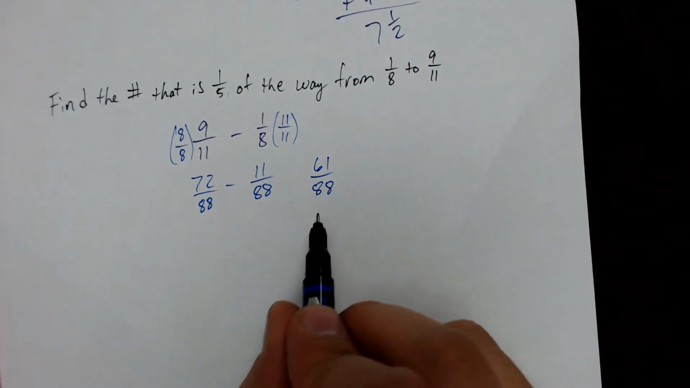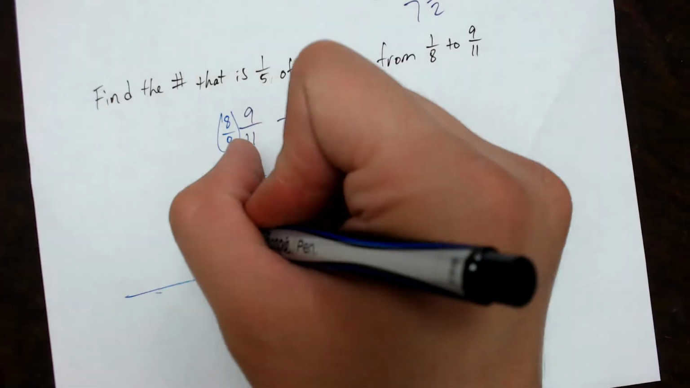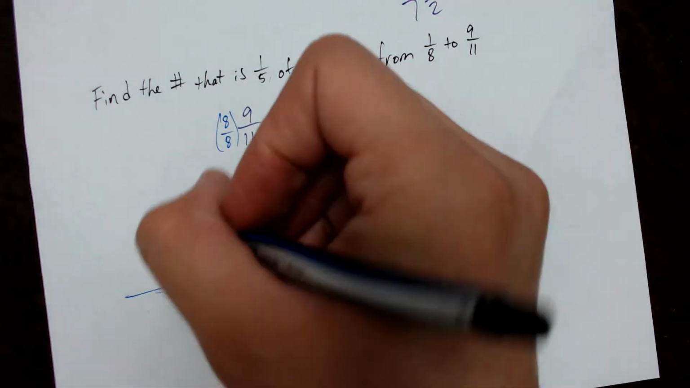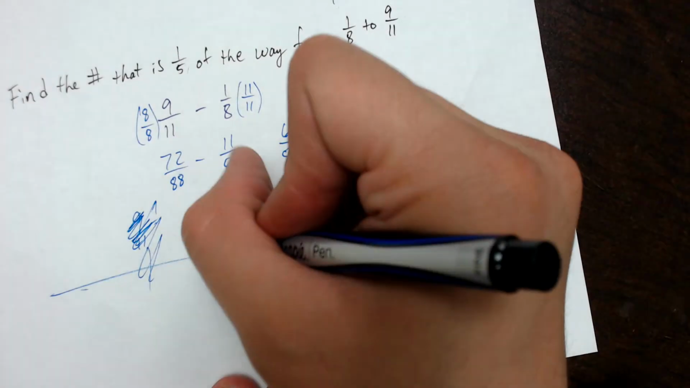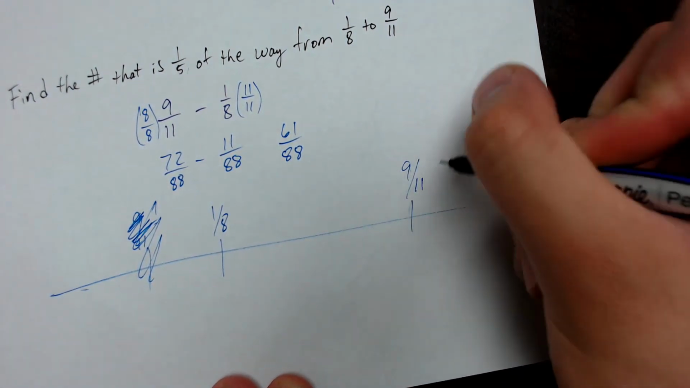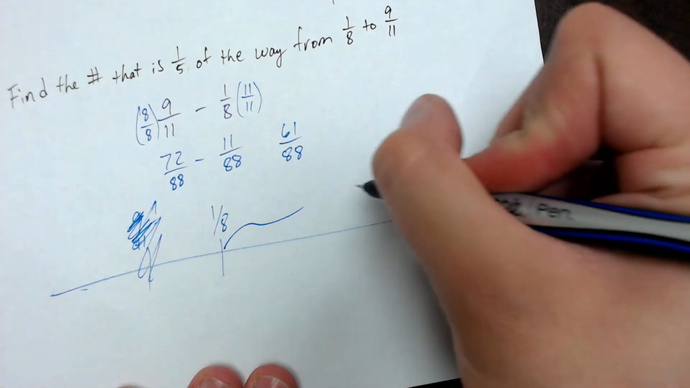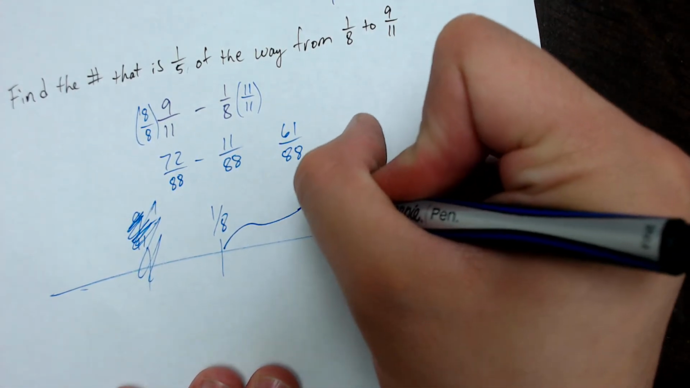Cool. We have found the distance between our two numbers. So let's go ahead and draw a number line. We've got 9 over 11, or sorry, whoops. We've got 1 over 8, and then we've got 9 over 11. And this distance is 61 over 88, right?